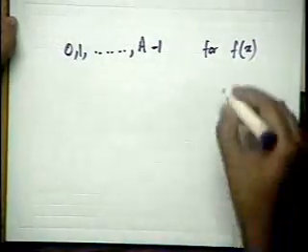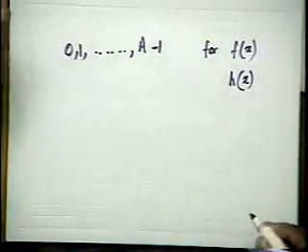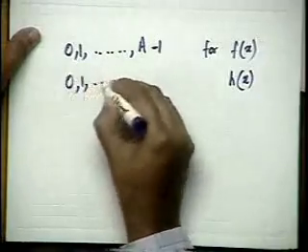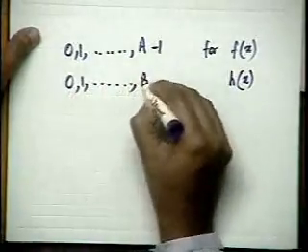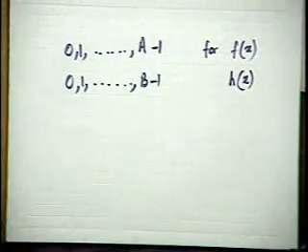Okay, and let us say that for h of x we are taking once again the samples of this h of x. Okay, and the number of samples for h of x need not be the same as the number of samples we are going to take for f of x, isn't it? They are going to be different. So let us say that we take capital B number of samples for h of x, so that for h of x, x is defined in the range of 0, 1 up to capital B minus 1.